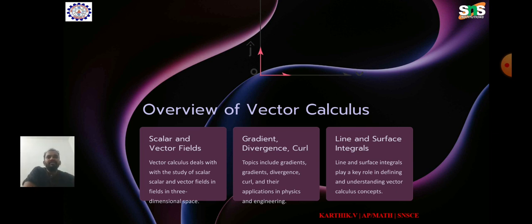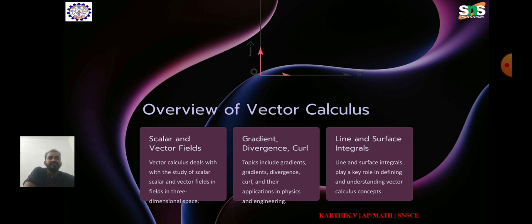Vector operations. Vector addition: combining vectors according to the parallelogram law. Scalar multiplication: scaling a vector by a scalar. Dot product: multiplying two vectors to get a scalar quantity. Cross product: multiplying two vectors to get a vector perpendicular to both. Vector fields: functions that assign a vector to each point in a space or a region.